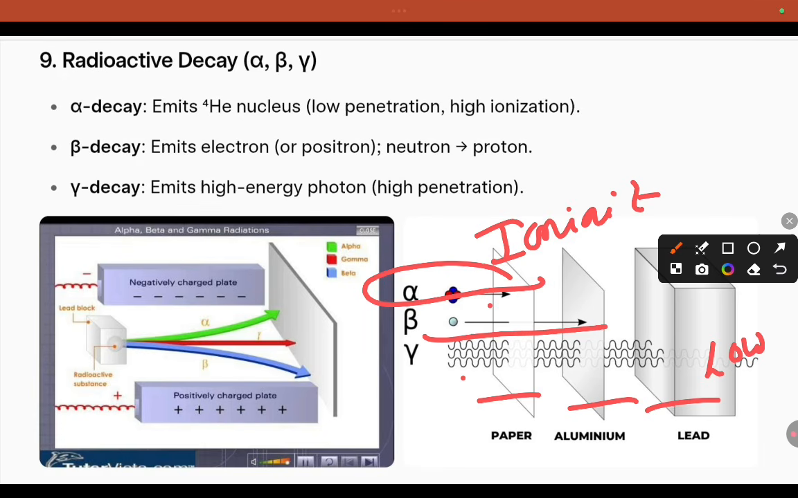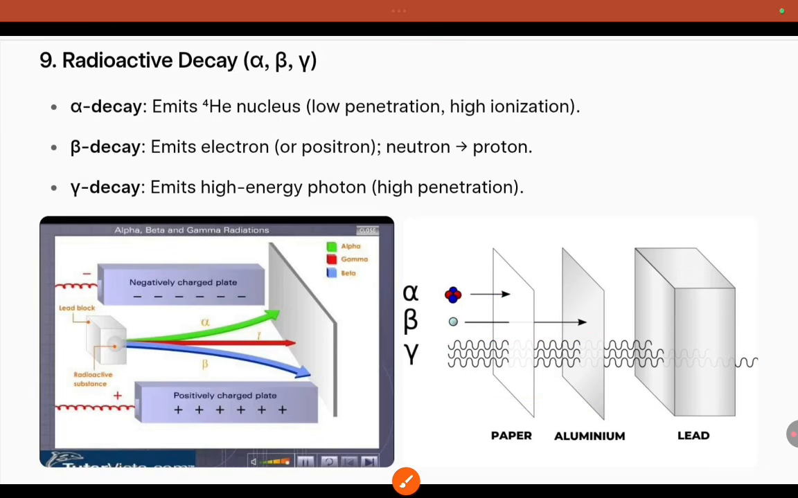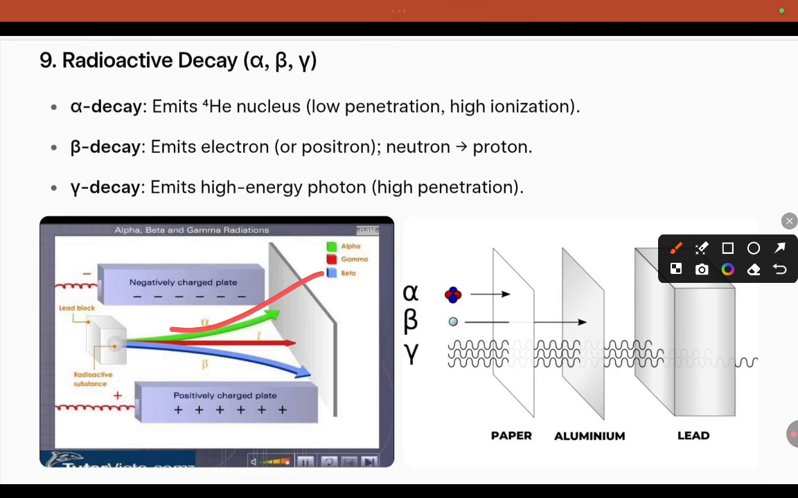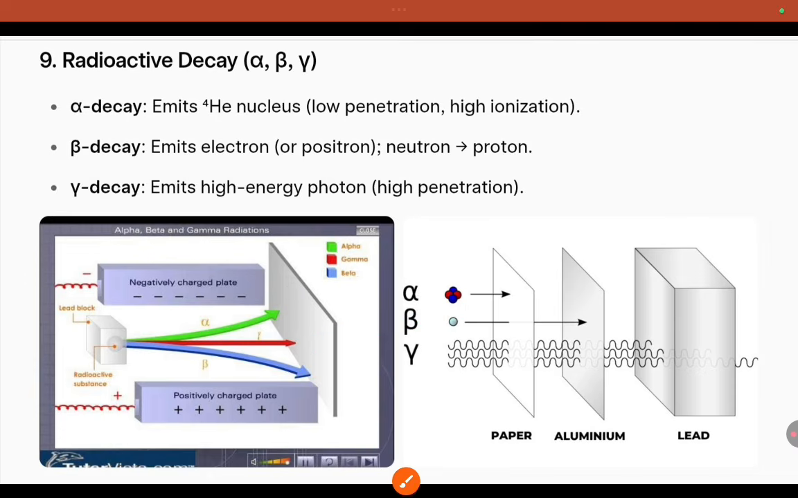Okay, clear? You can see how the alpha particle is moving and shifting in the presence of an external electric field. Those moving to the left side are called alpha, those moving to the right side are called beta, and those moving straight are called gamma.